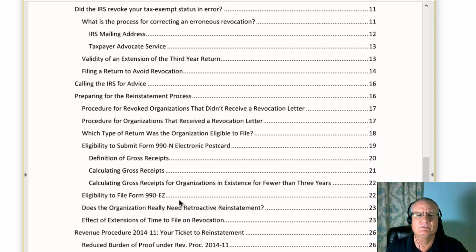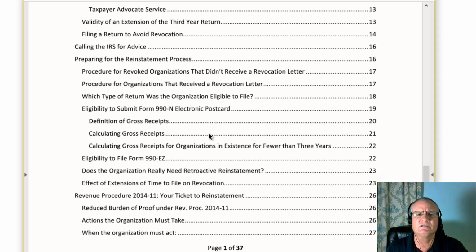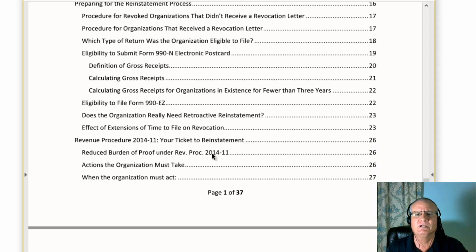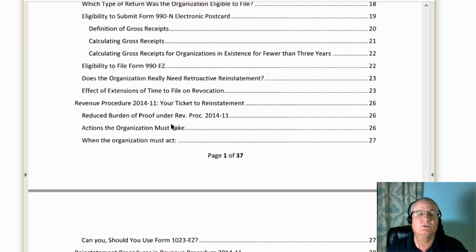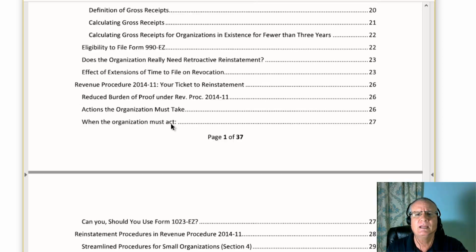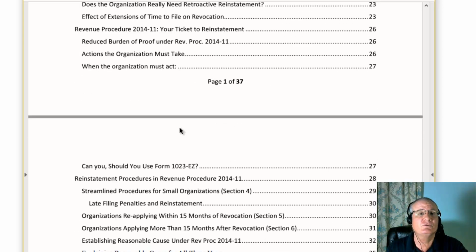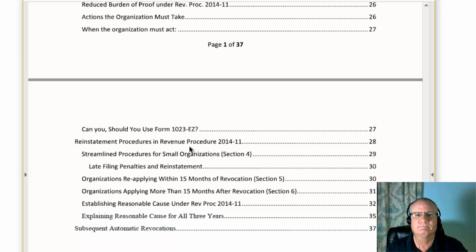Talks about the definition of gross receipts, your eligibility to file the 990EZ, whether or not you have to decide, do you need retroactive reinstatement or is postmark date reinstatement good enough for you? Let's see, should you use Form 1023EZ? Can you use it?